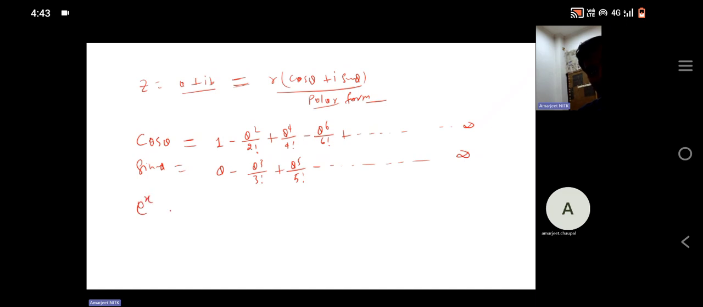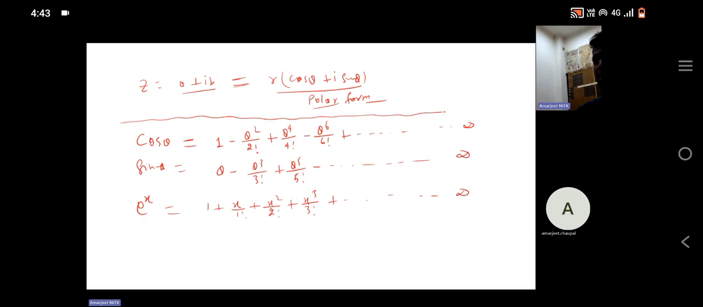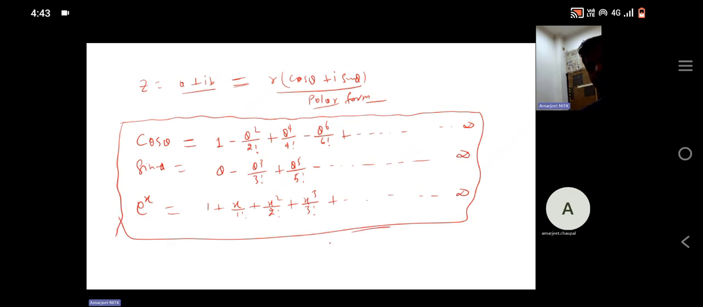And we have e to the power x equals 1 plus x upon 1 factorial plus x square by 2 factorial plus x cube by 3 factorial like this up to infinity. All these expressions can be proved using the Euler series or Maclaurin series, which you will study in the higher classes. So here e to the power x is these things.